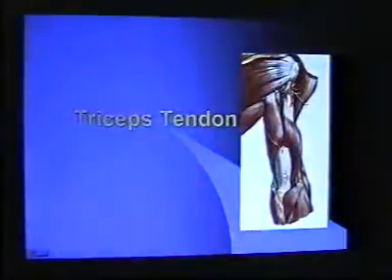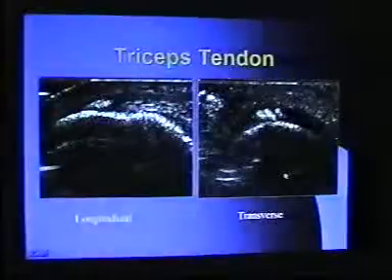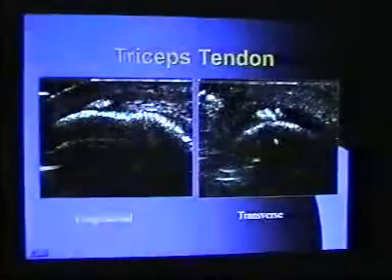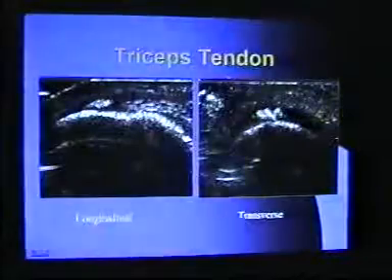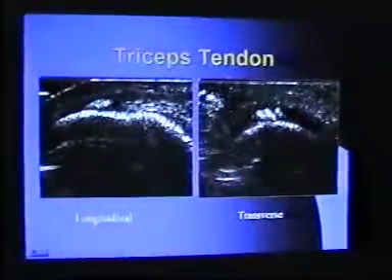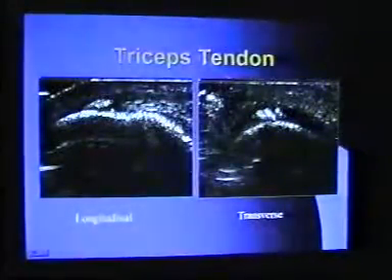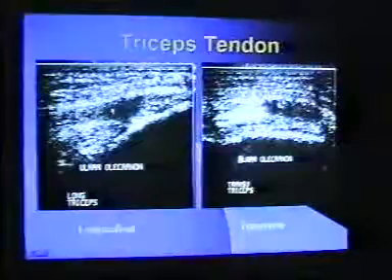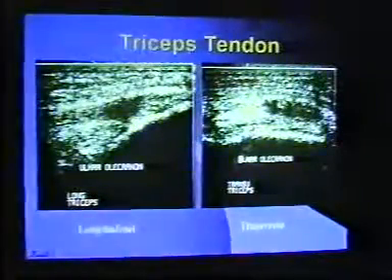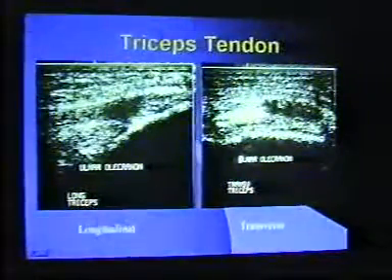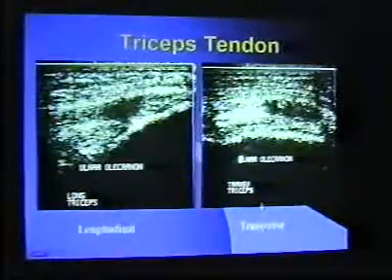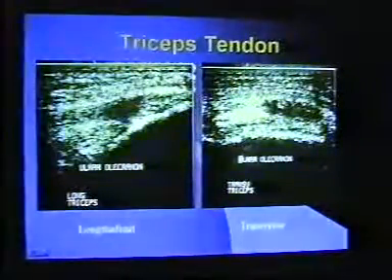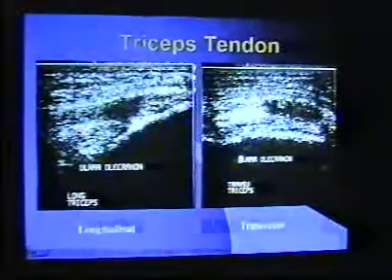Then we come to the triceps tendon. In the triceps tendon we can get ruptures, or if there is chronic tendinitis we can get calcifications. There is a calcified area due to chronic tendinitis of the triceps tendon. Another triceps tendon in longitudinal and transverse sections near the olecranon process. There is a triceps tear.